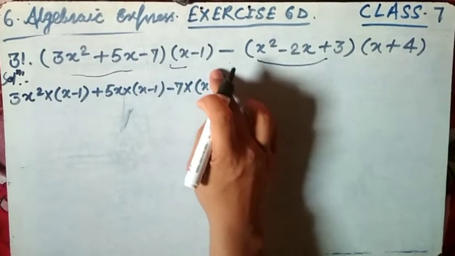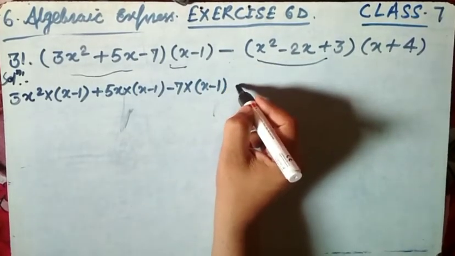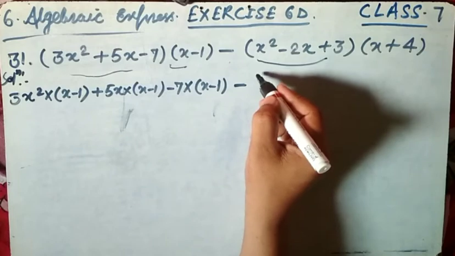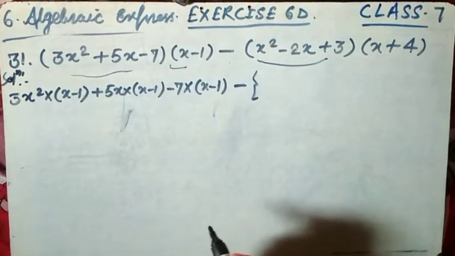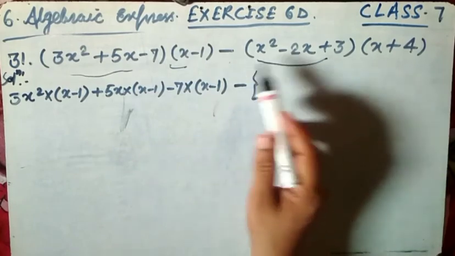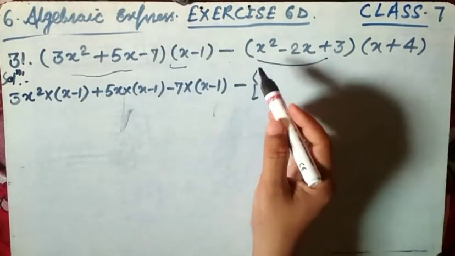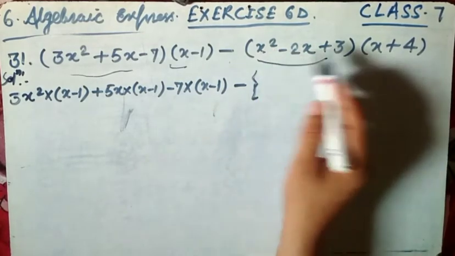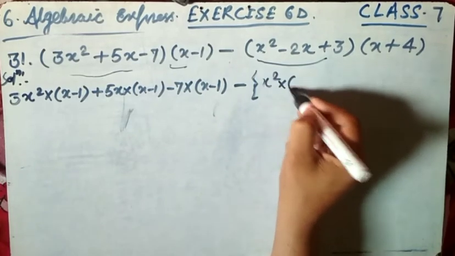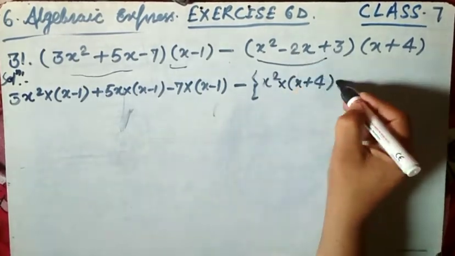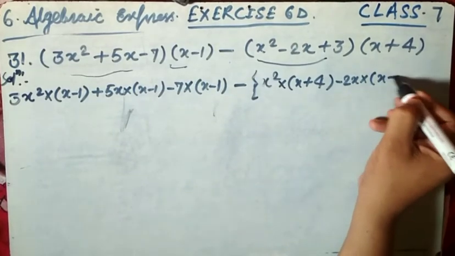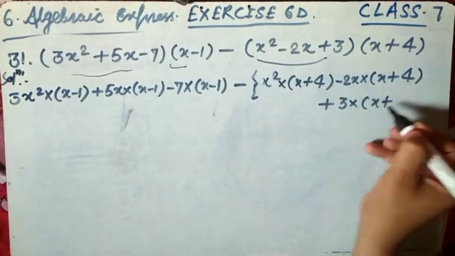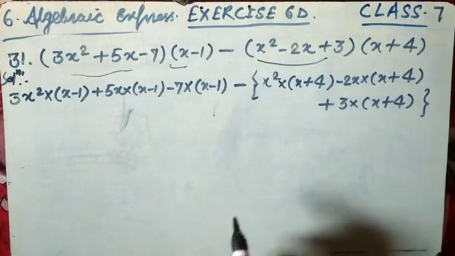Now here this is the minus sign. But we have to place the bracket, this is important here, because minus signs will change their signs. If there is plus, then multiplying with minus becomes minus sign. This is why we place a bracket. Here now the same x square, we are going to multiply this whole x square by x plus 4. Now this minus 2x is going to multiply x plus 4. Now this plus 3 is multiplied by x plus 4.